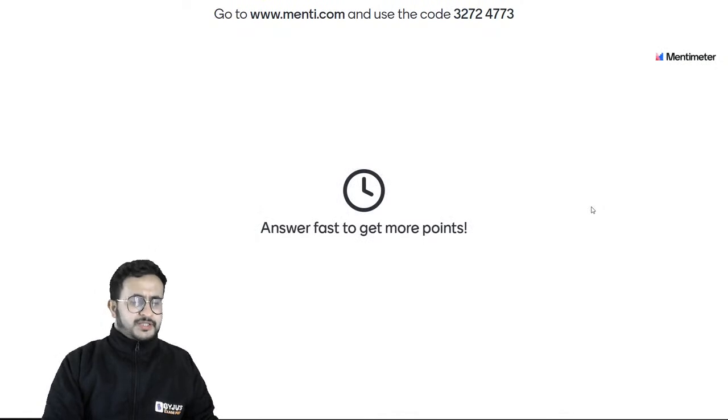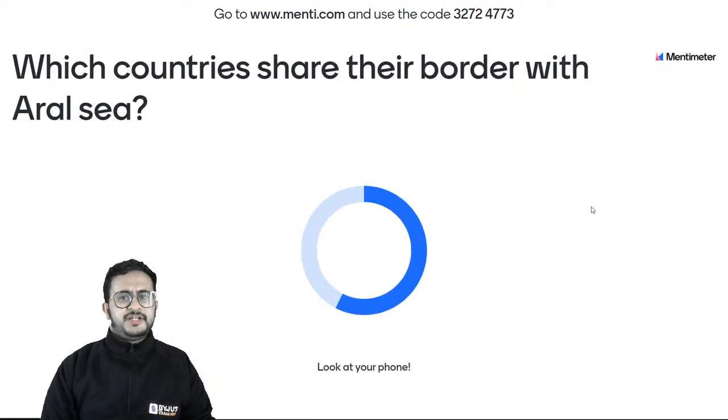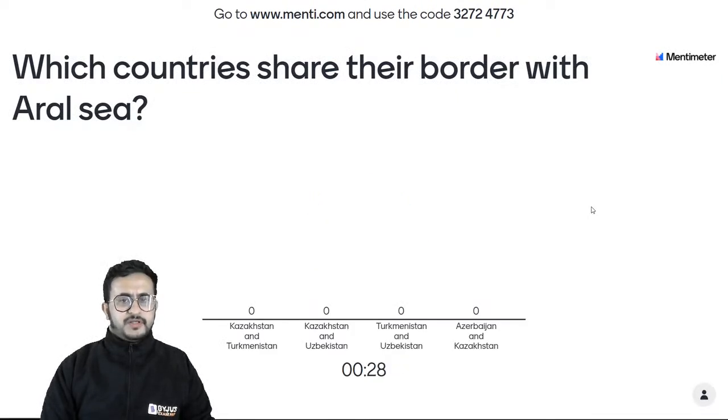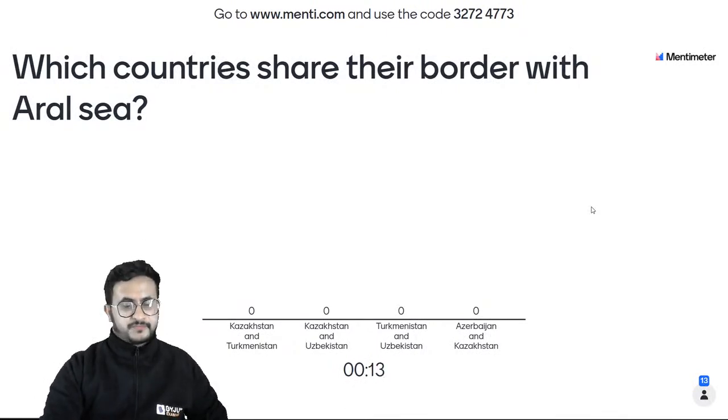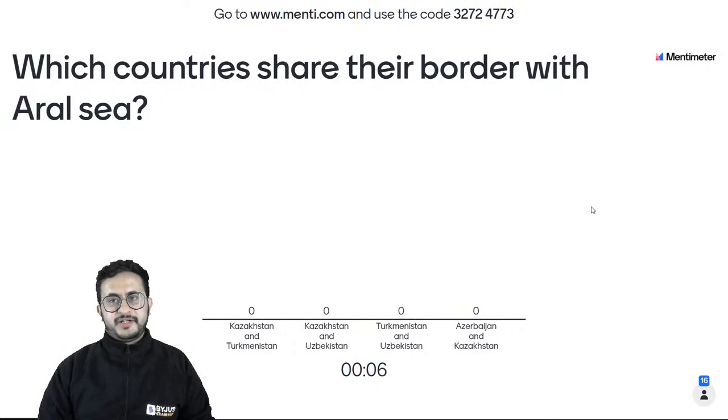Okay, here's the next question. Which countries share their border with the Aral Sea? Kazakhstan and Turkmenistan, Kazakhstan and Uzbekistan, Turkmenistan and Uzbekistan, Azerbaijan and Kazakhstan. World geography. Water bodies, country.